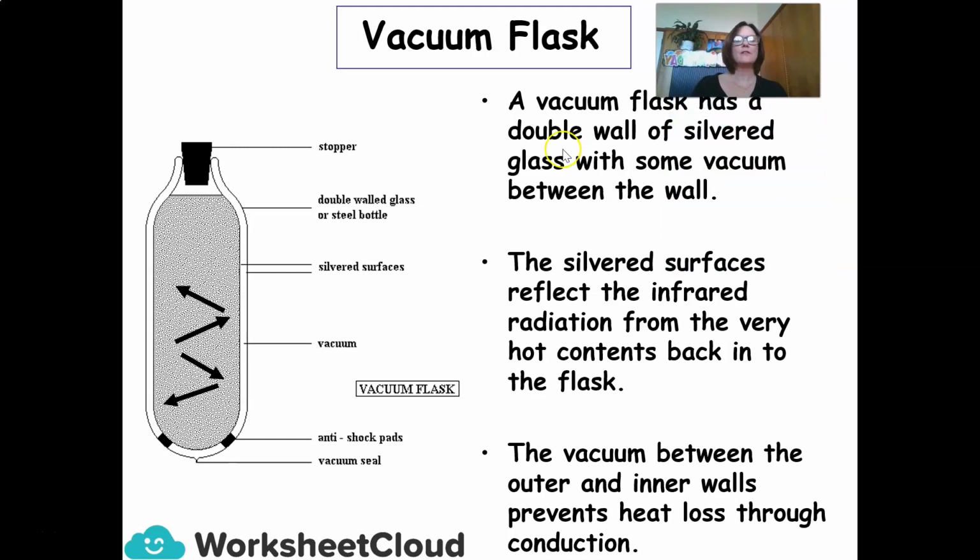So a vacuum flask has a double wall of silvered glass, with a vacuum between the walls. Okay, remember what a vacuum is? There's no particles there. So there cannot be transfer of heat through conduction or convection. The silvered surfaces reflect the infrared radiation from the very hot contents back into the flask, and that's how it keeps your hot chocolate warm. The vacuum between the outer and the inner walls prevents heat loss through conduction. So it's not able to transfer the heat through the vacuum. It is prevented.